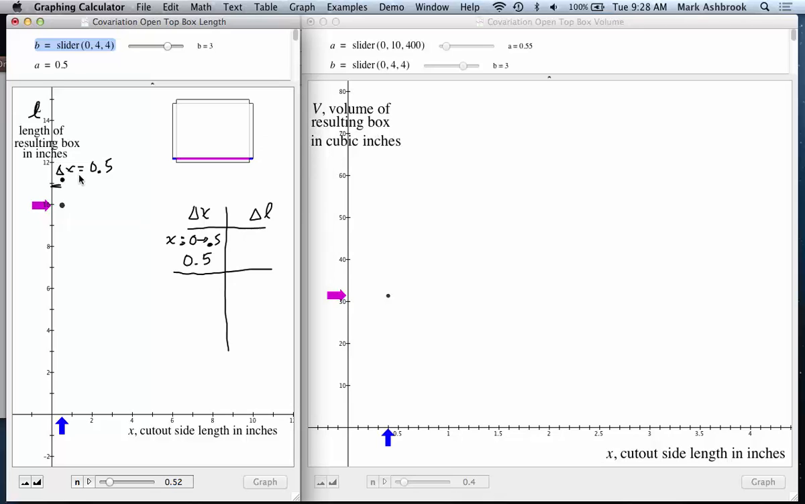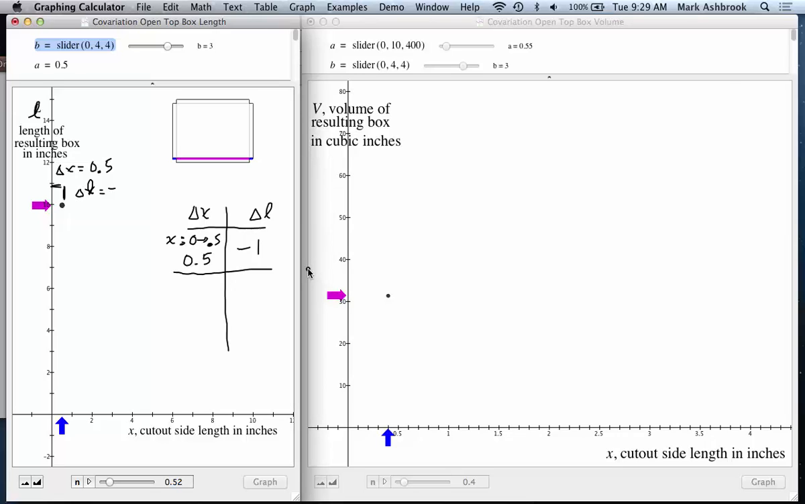So we get a new point there. So the resulting delta L was -1. Should make sense. If I cut out half an inch on each side, then the resulting length of the box, you can see it in the pink bar there, the change is going to be 1 less if you cut off a half inch on either side.